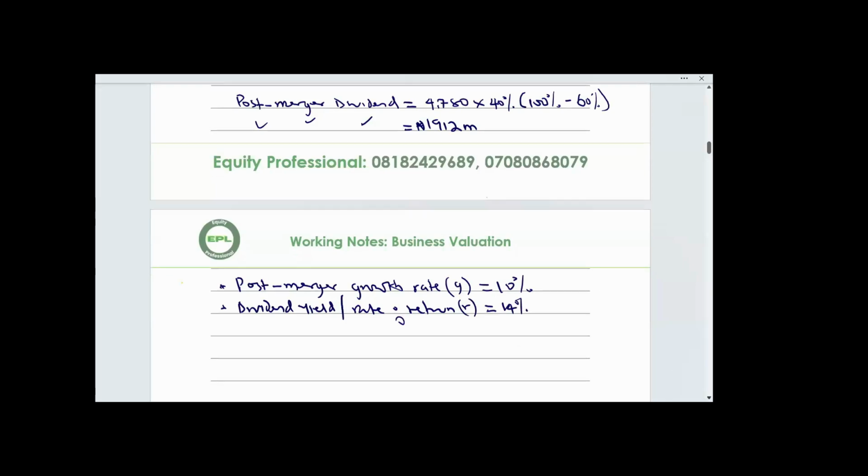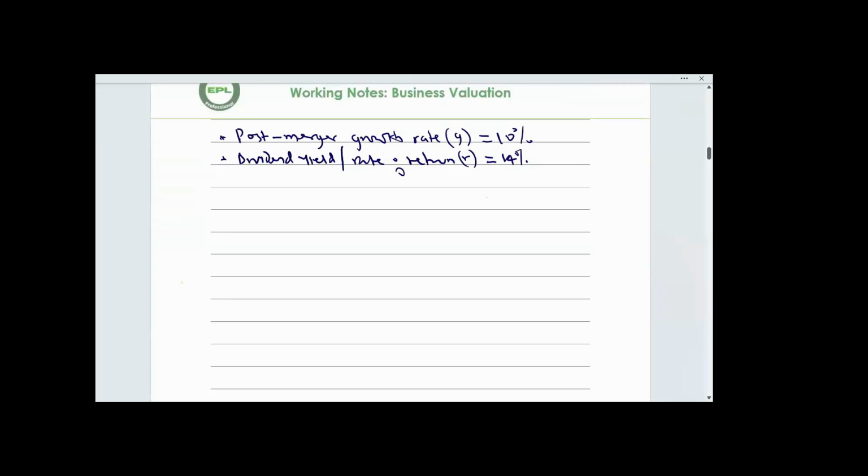Now that you have all the variables that you need, the post-merger market value will be equal to the dividend of 1912 multiplied by 1 plus the post-merger growth rate of 10%, that's 1.10, divided by the post-merger dividend yield or cost of equity, which is 14%, 0.14, minus the growth rate of 10%, 0.10. So you can see it's not difficult. Just know how to interpret the scenario. Okay, so what do we have here?